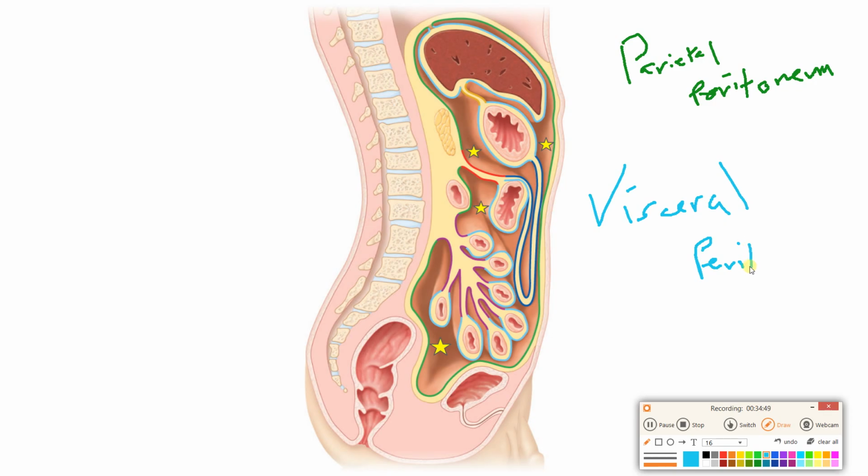Now in this pic, we do have more organs going on, but we can still note that there is a space in here. I've got some yellow stars in the space. That space is the peritoneal cavity. And what is in that space but peritoneal fluid, which is serving that lubrication function.